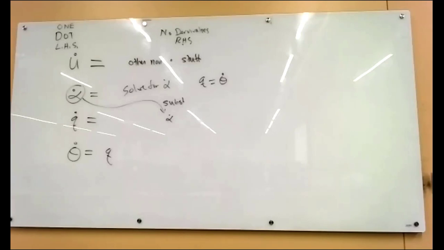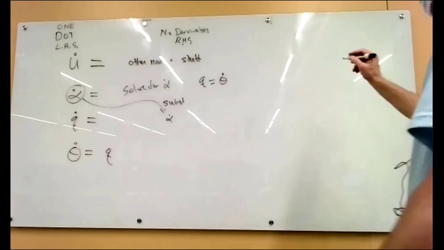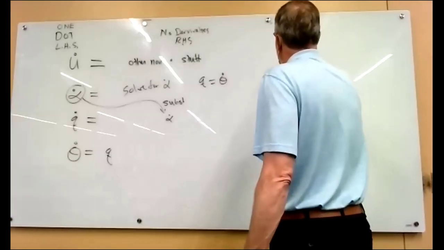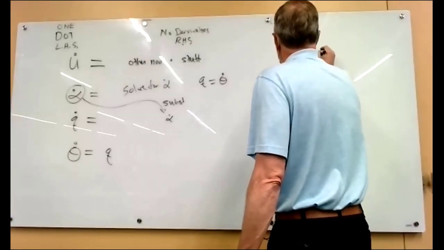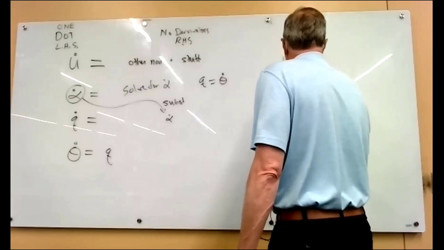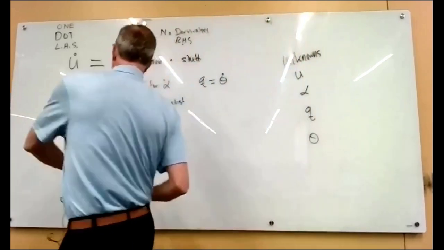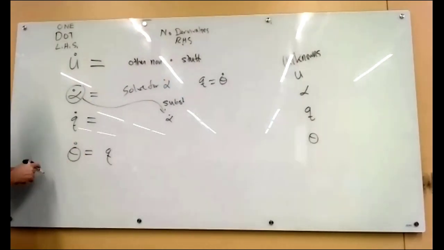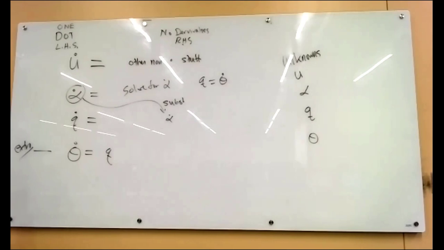With the three equations at the top, the unknowns were u, alpha, q, and theta. That's four unknowns and three equations, but we get an extra equation that tells us how theta dot and q are related. That's courtesy of the kinematic equation. So really, we just added the kinematic equation as the fourth equation.